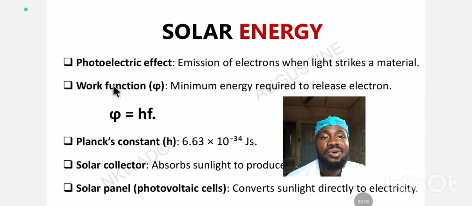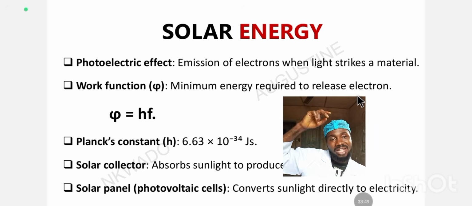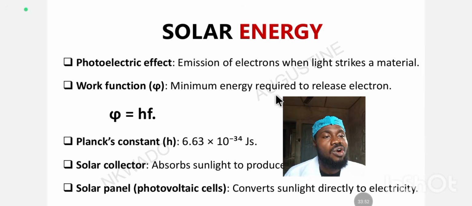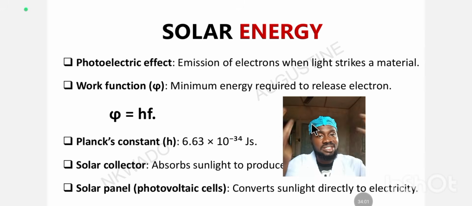Electrons are emitted, and that's what? Electricity. It's given by the relation with the work function. This is the symbol for the work function. Work function is the minimum energy required to release electrons. So the minimum solar energy required to release that electron to start producing current is the work function. And the work function is equal to Planck constant. So Planck constant and work function are always equal. They are always the same. That's what this means.